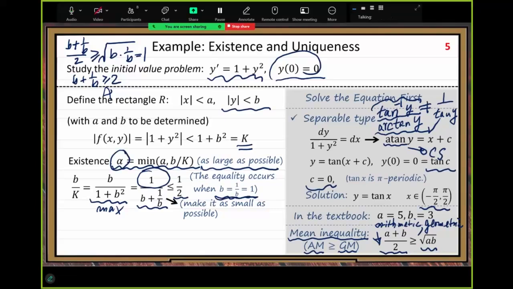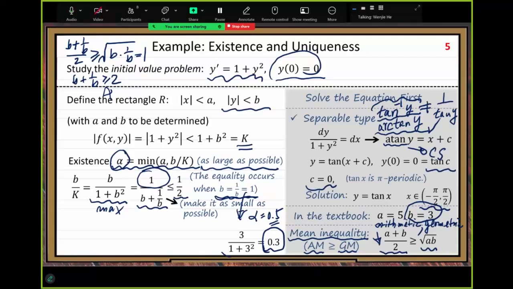But in our textbook example, b is chosen as 3. If you choose 3, your alpha is not the largest. If you choose 3, your alpha is 0.3. And if you choose b equals 1, the alpha equals 0.5. 0.5 is greater than 0.3. So you make your existence interval as large as possible. 0.5 is larger than 0.3.